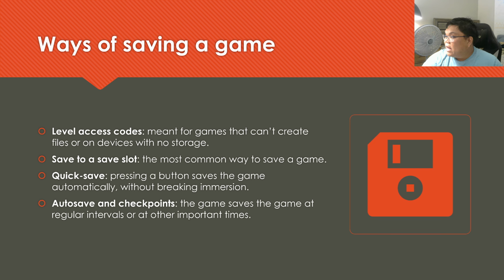Ways of saving the game include level access codes. For older games, this may have been the only way to save a game because of limited storage. Saving to a save slot is more common. Quick save, auto save, and checkpoints. Quick save is pressing a button that automatically saves your game without having to break immersion, and auto save does not break immersion at all because it's automatic and happens in the background. The game is saved at regular intervals or at other important times.